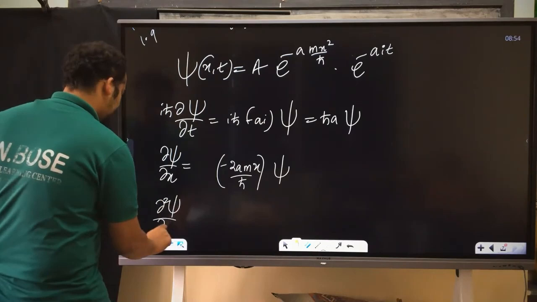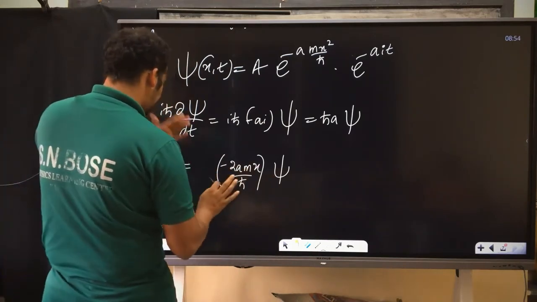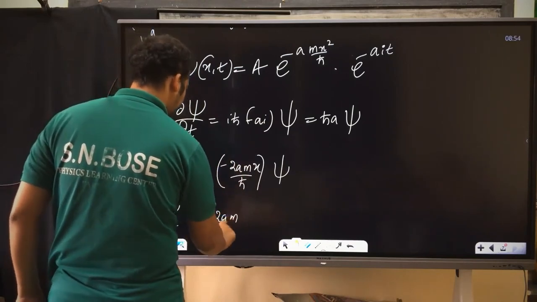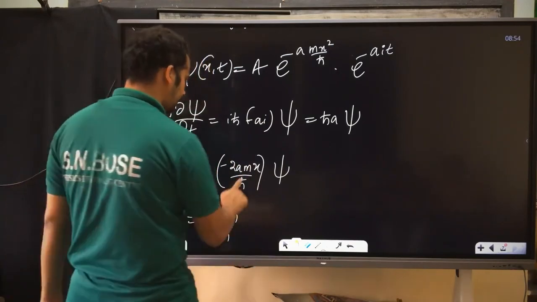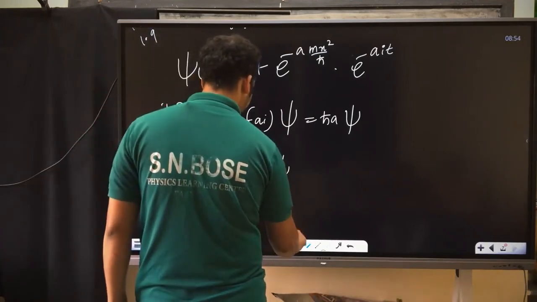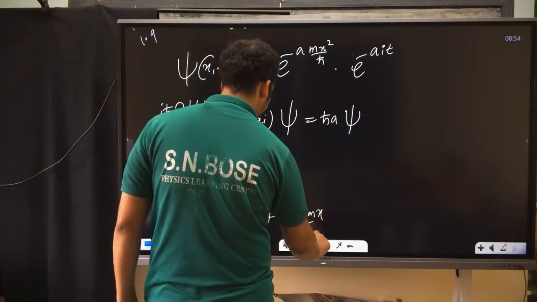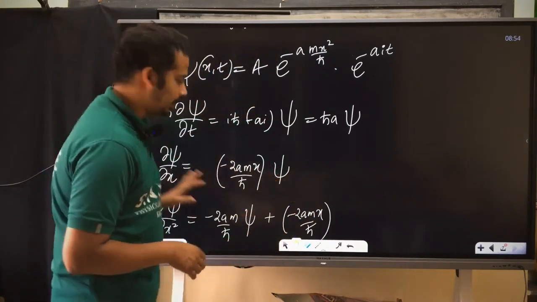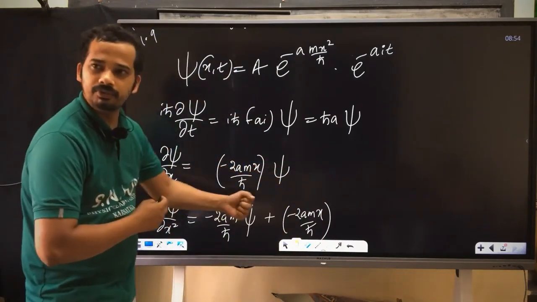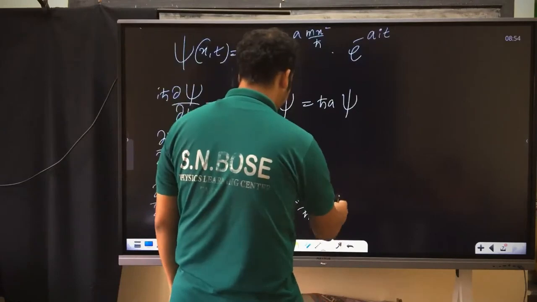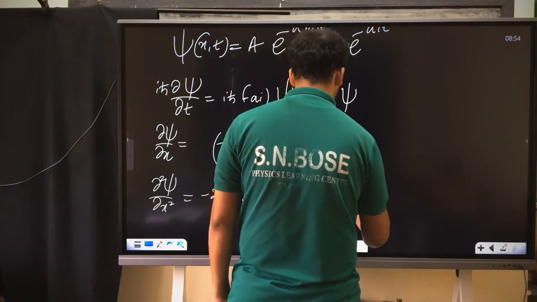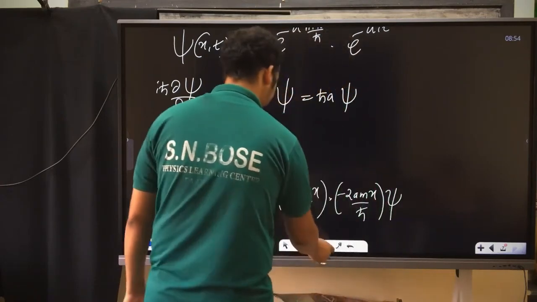Now dou square psi by dou x square. Now you do very proper work here. You take the derivative of minus 2 a m x by h bar, the x derivative gives minus 2 a m by h bar, with psi as it is. Plus minus 2 a m x by h bar into the psi derivative. What is the psi derivative? That is this itself. It's the u into v formula, isn't it? This kind of mathematical skill is required now. So that is minus 2 a m x by h bar into psi again. Am I right?